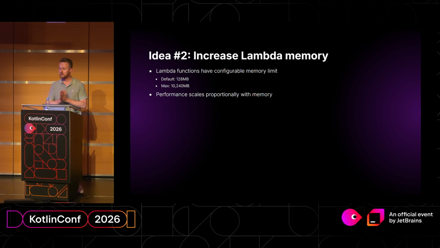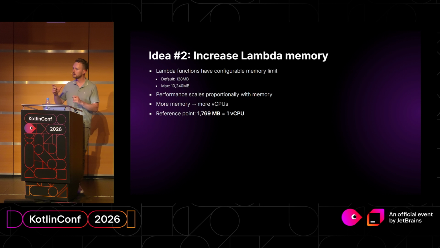The performance scales proportionally with the amount of memory that you have, because the more memory that you allocate, the more virtual CPUs your function gets to execute on. There's a reference point in the documentation which says that if you allocate 1,769 megabytes, which is a very odd number, you will get exactly one virtual CPU assigned to your function.